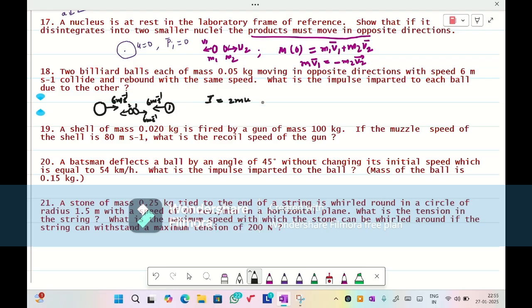For impulse we have three formulas that I will explain in the next problem. So 2mu, that equals 2 into m, which is 0.05, into 6. That equals 0.6 kg m per second, that is, kg meter second power minus 1. So this is the impulse experienced by both, in opposite directions. The first body will move in the positive x direction, and the second body will move opposite to the initial direction, right? So this is impulse calculation and conservation of momentum.